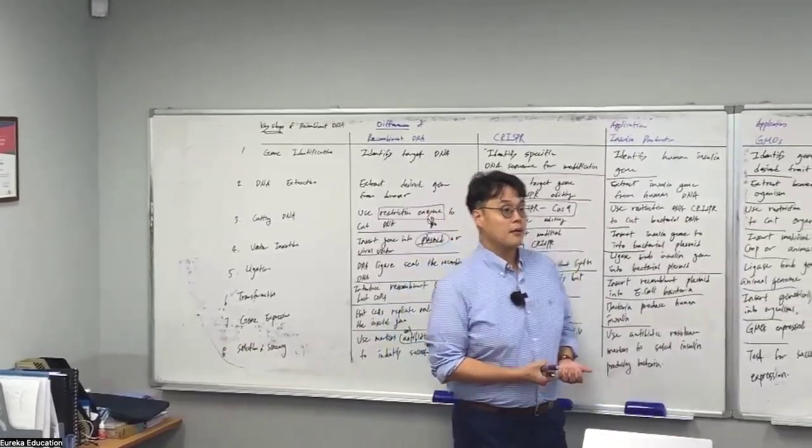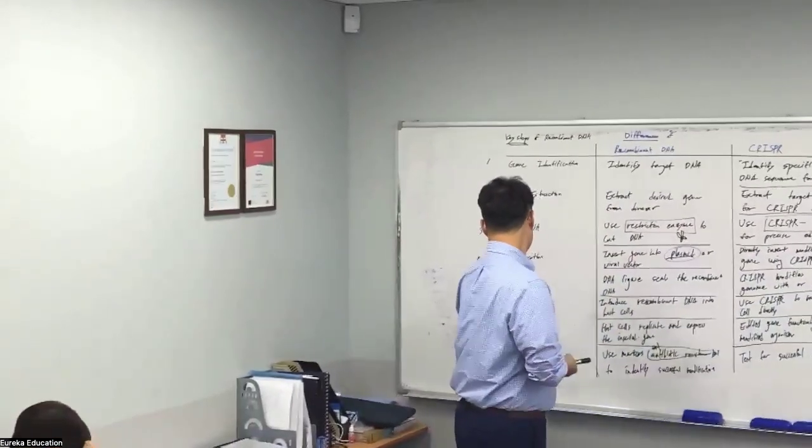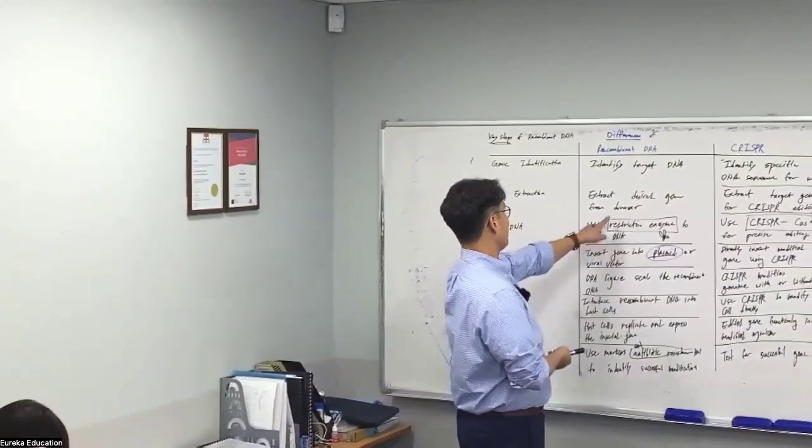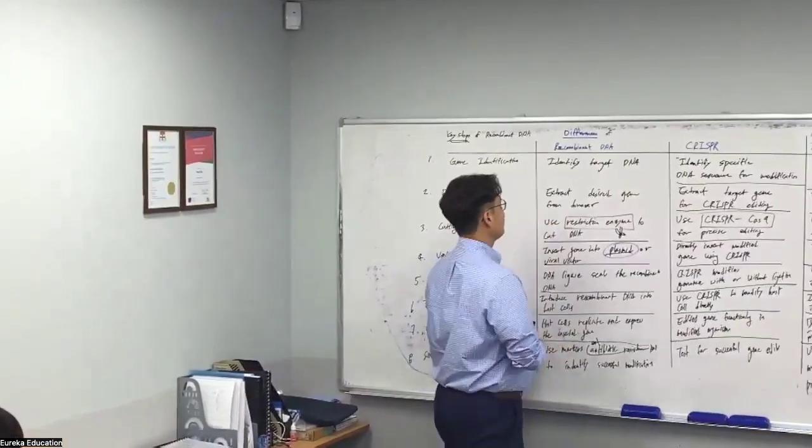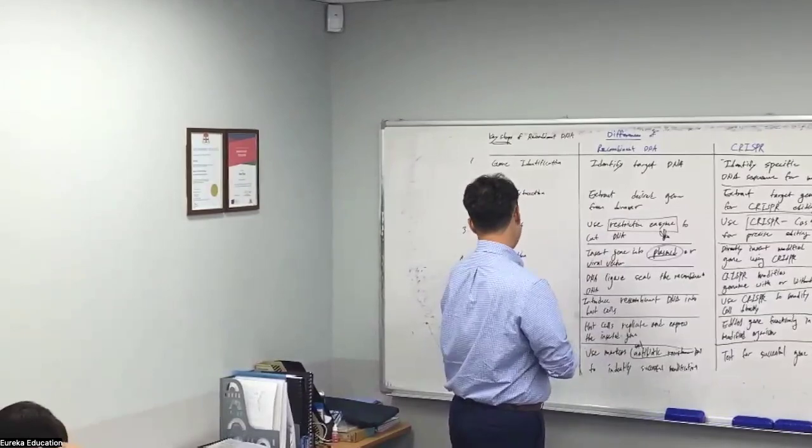Yes, Eric? What does it say about restriction enzyme other than D? Donor. And what's number 6? Number 6 is transformation.